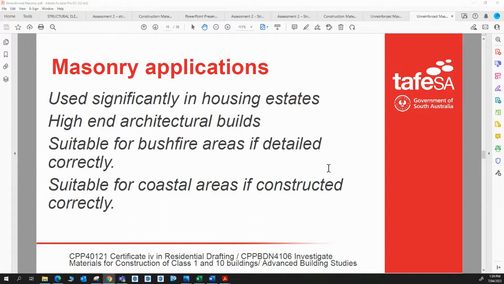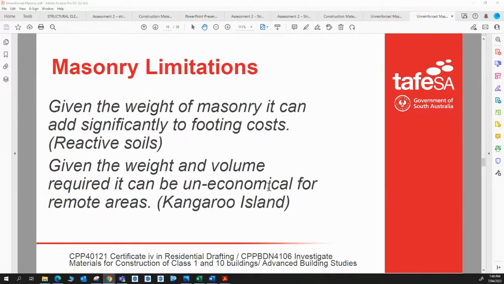But brick ties, and we'll cover this in construction methods more, it's more of a construction methods thing. But yes, in saline environments, use the stainless steel brick ties and not the plastic ones.